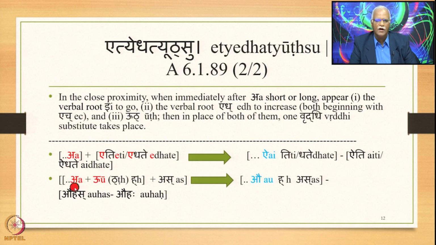Similarly, if you have a word ending in a followed by ut, and this ut will occur in a very limited domain, and how we shall see soon, but this is how it will work. So a plus ut, ha plus us, and in place of a and u, we will have the vriddhi substitute, namely au, and au ha us, and the output generated will be auhas, auhaha.